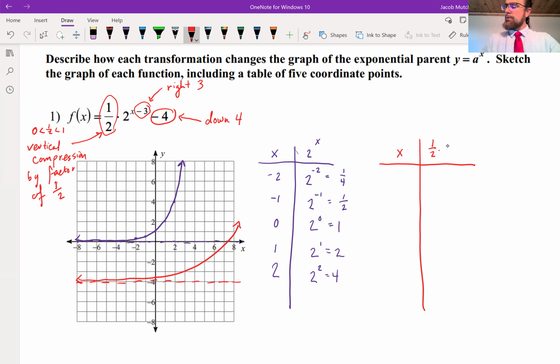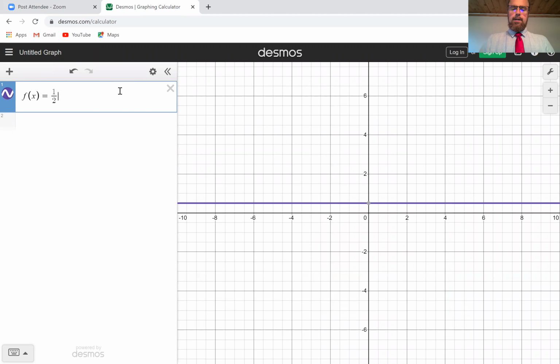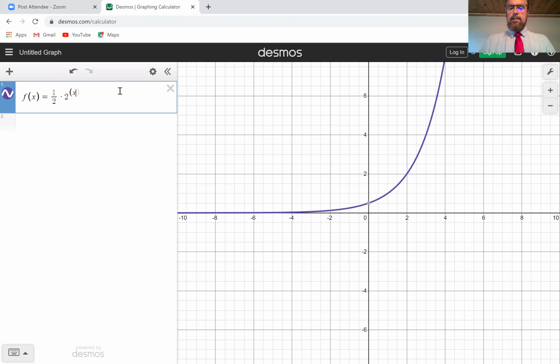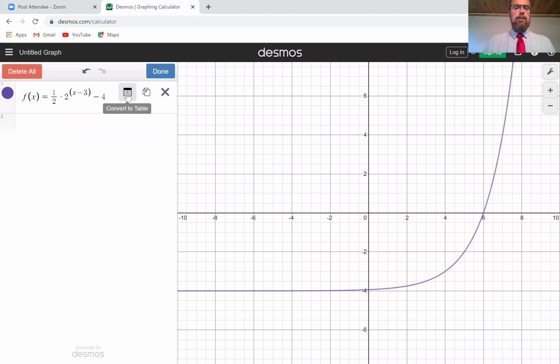So I'll create this table. It's half times 2 to the power of x minus 3, minus 4. And let's jump over to our graphing calculator to get a set of coordinate points. So we'll head to Desmos. And I'm going to type that function in. So this is the transformation. f of x equals half times base 2 to the power of x minus 3, all minus 4. So I see that that graph has that rough shape that we're looking for, the one that we sketched in our prediction.